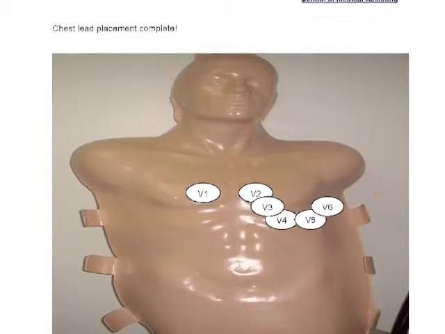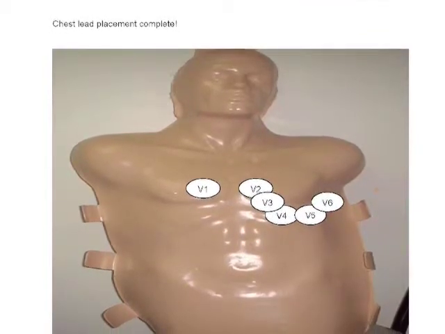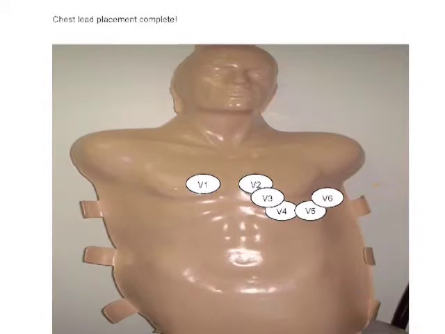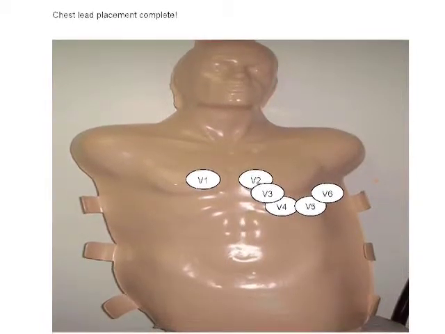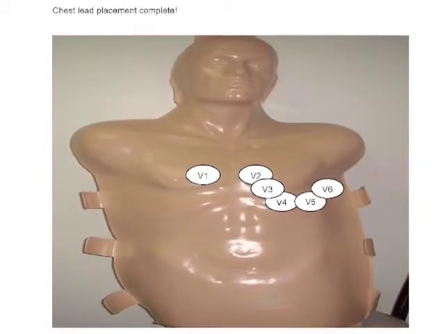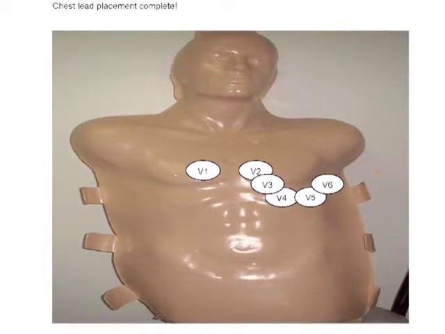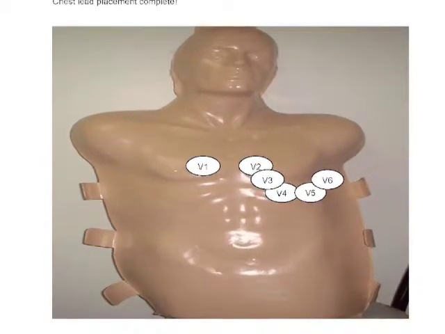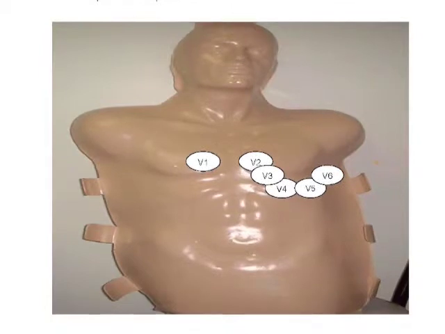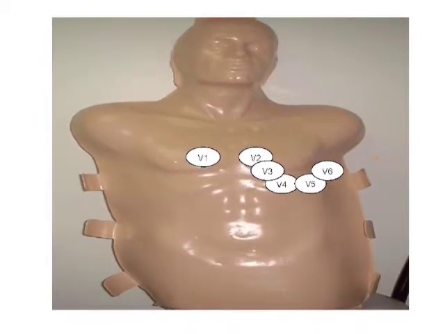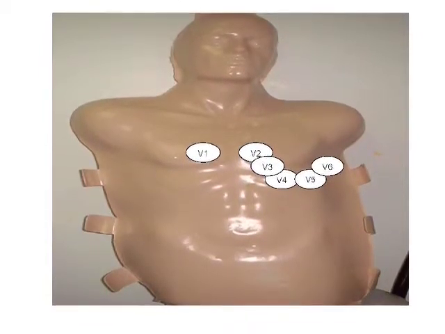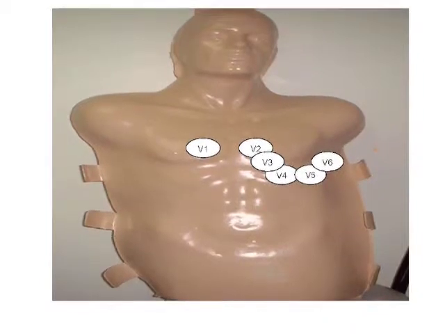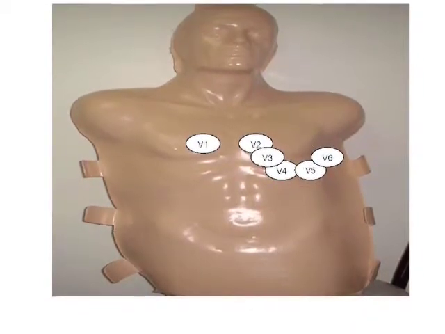V2, fourth intercostal space, left side of the sternum. Then we go to V4, which is the fifth intercostal space, mid-clavicular line. If you look at the collarbone, you want to go midway in the collarbone, come straight down into the next intercostal space. Then we go back to V3, which is right in between V2 and V4.